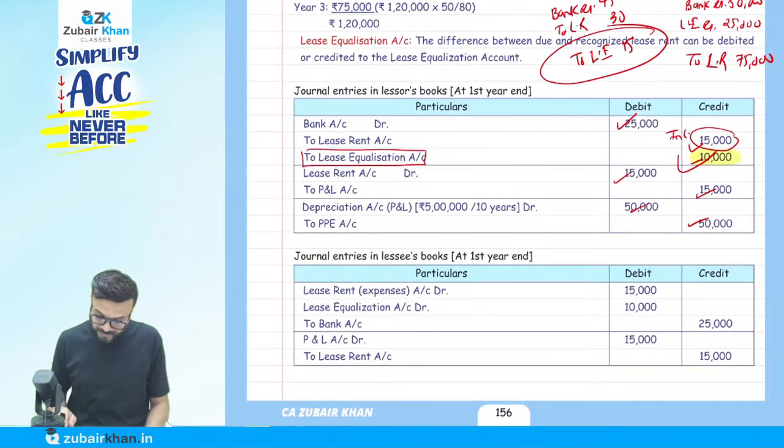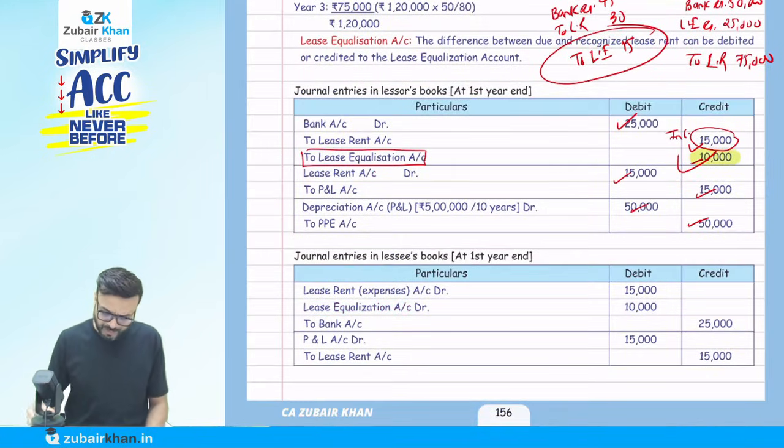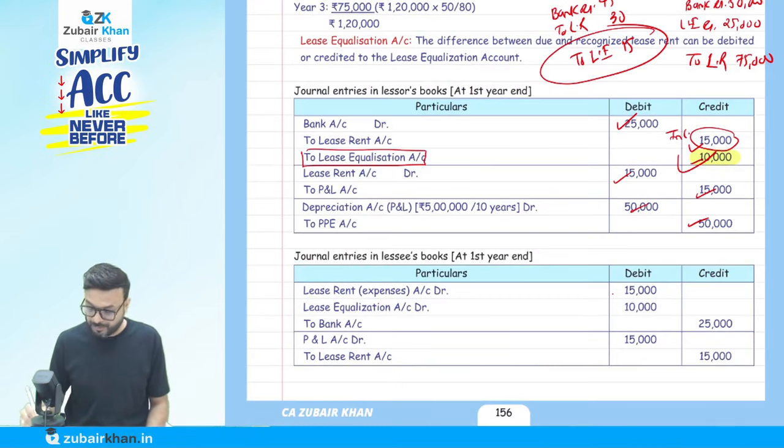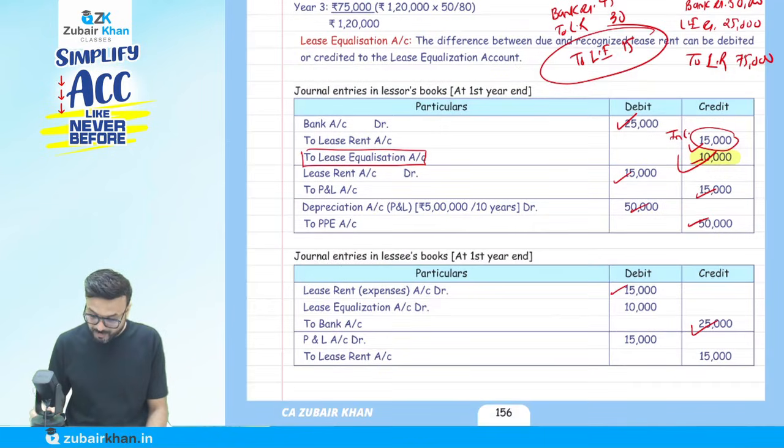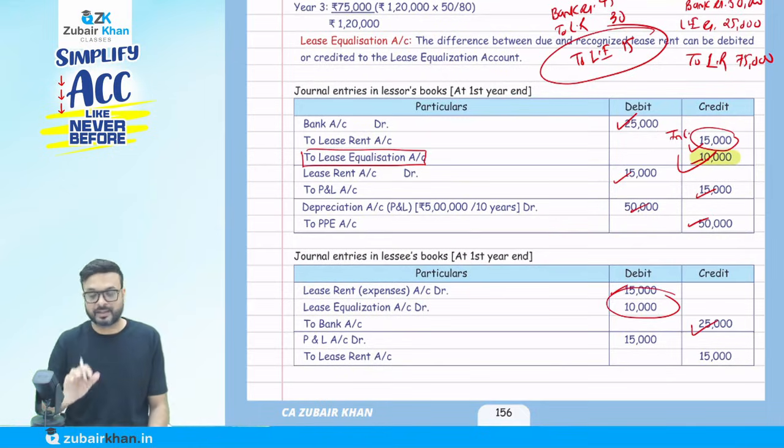Now from the lessee's point of view, it is an expense. He paid 25, so he will credit by 25. The opposite of that is what the lessor has done here. So he will debit lease rental, it will go to P&L, and this 10 will go to lease equalization account. Same for the second year, and in the third year it will get cancelled.